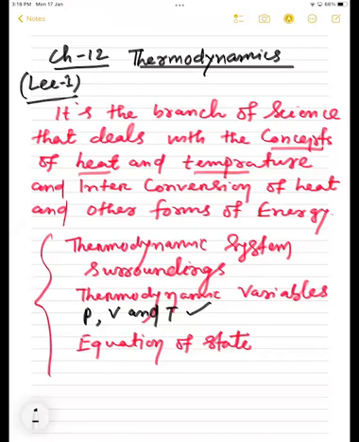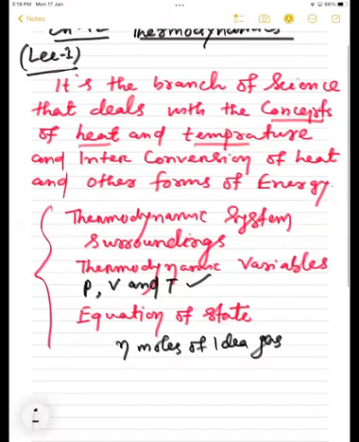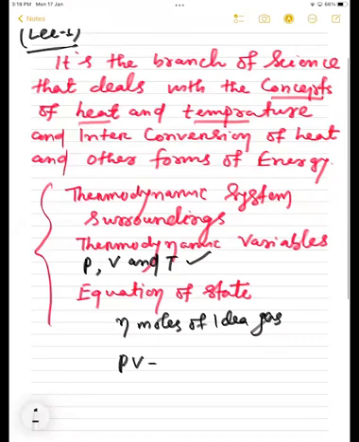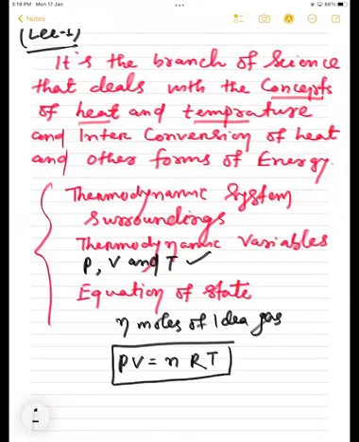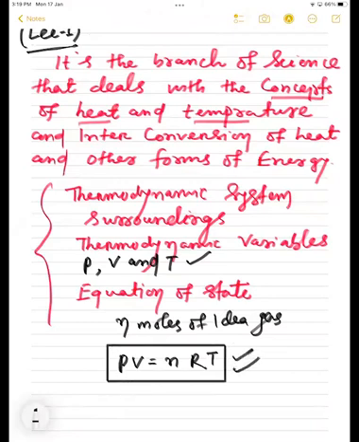For example, you're very much acquainted with a relation for n moles of ideal gas, right? For n moles of ideal gas, you know a relation. What is that? Students, that is PV = nRT. You are acquainted with this relation, right? R is the gas constant. In chemistry, you had learned this. We'll see those parts also, right?